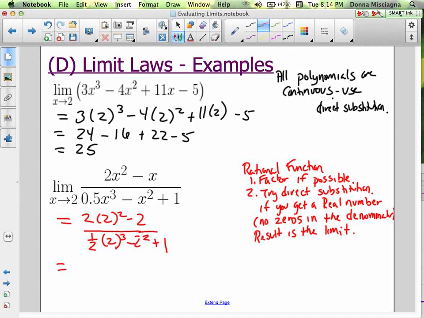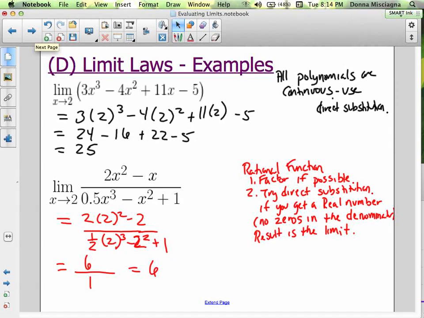In the numerator, 2 squared is 4, times 2 is 8, and 8 minus 2 is 6. In the denominator, 2 cubed is 8, and half of 8 is 4. And then 2 squared is 4, so I've got 4 minus 4, so that's gone, plus 1. Everyone see that? So that's going to be equal to 6. These are continuous at our value of c, so we were able to use direct substitution. It's that easy to use direct substitution. It's a plug and chug.